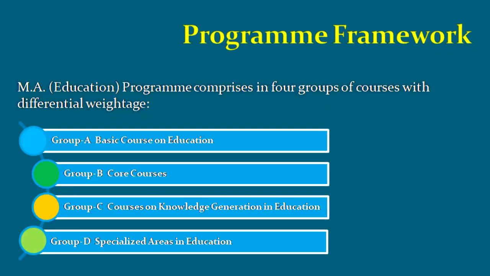And now, let me focus upon the program framework, the program design, how the courses have been designed in different groups. The MA Education program comprises four groups of courses with differential weightage. The first group we call Group A, that is basic courses on education. Group B is courses under core areas, or you can say core courses. Group C is courses on knowledge generation in education. And Group D is specialized areas in education. So these are the four different groups in which the courses have been grouped.